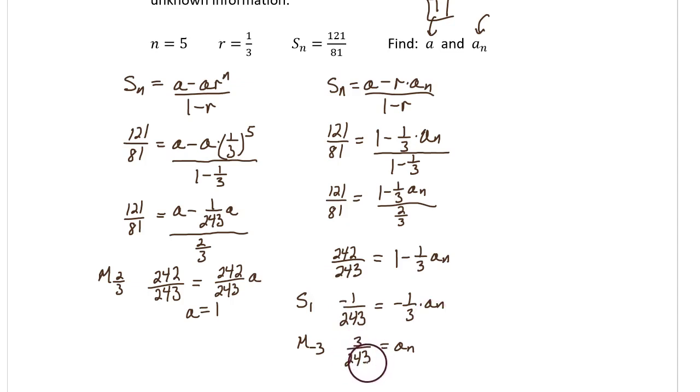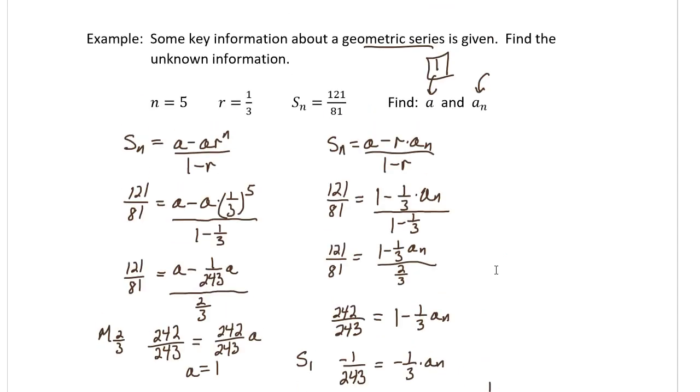243 does divide evenly by 3, so we can reduce this fraction. It is 1 over 81. So now we've discovered that other number we were looking for. a sub n is 1 over 81. We were able to find the two unknown numbers by using our sum formulas. But we had to do it twice because first we had to find the value of a, and then once we knew that, we could get the answer for a sub n.